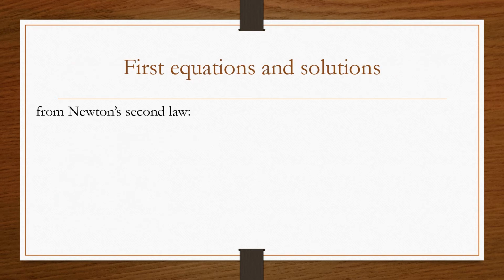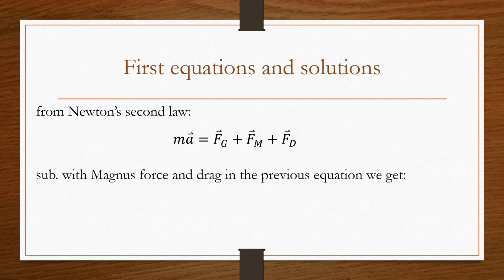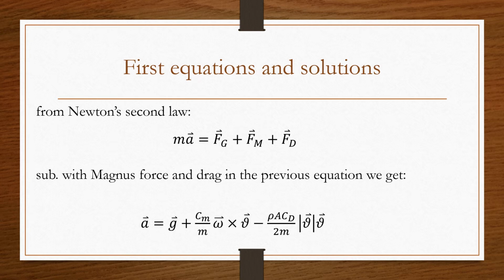We start the derivation with Newton's second law of motion, expressing the forces acting on the projectile. The first term is the effect of gravity, the second is Magnus force, and the third is for the drag force. Solving for the acceleration, we get the following equation.